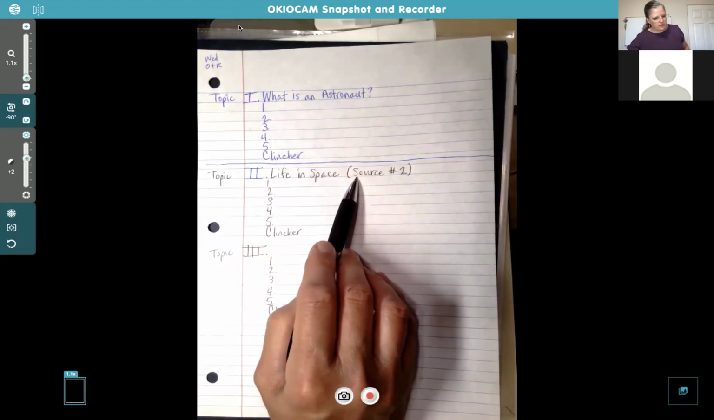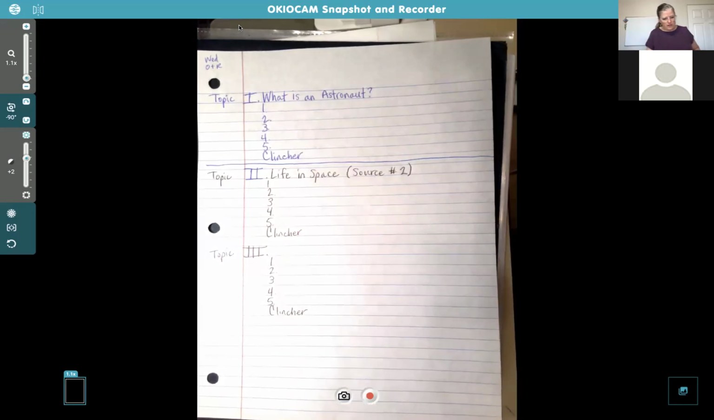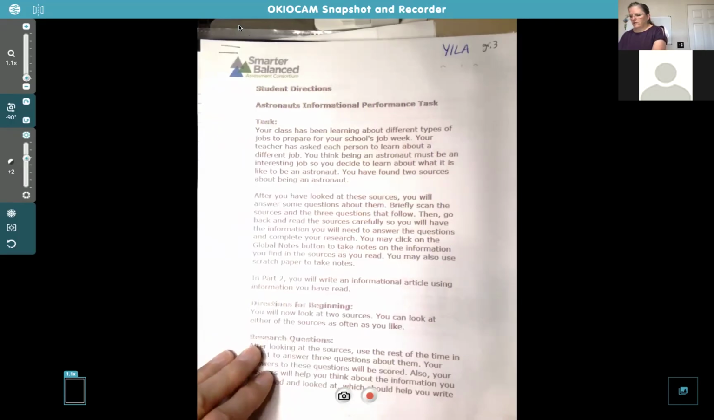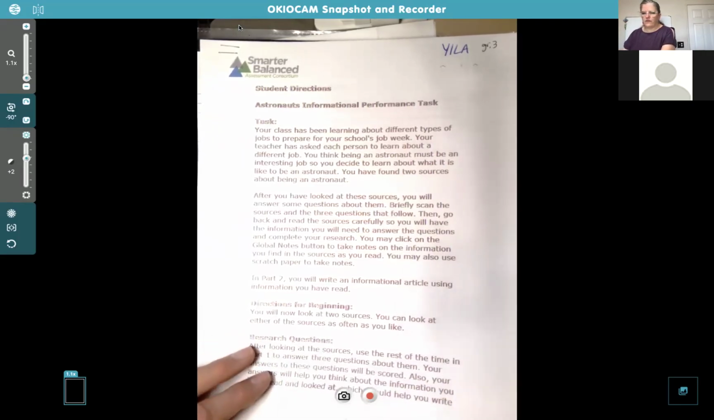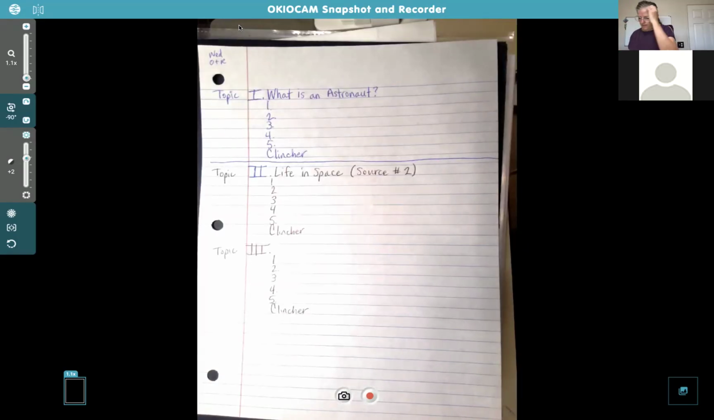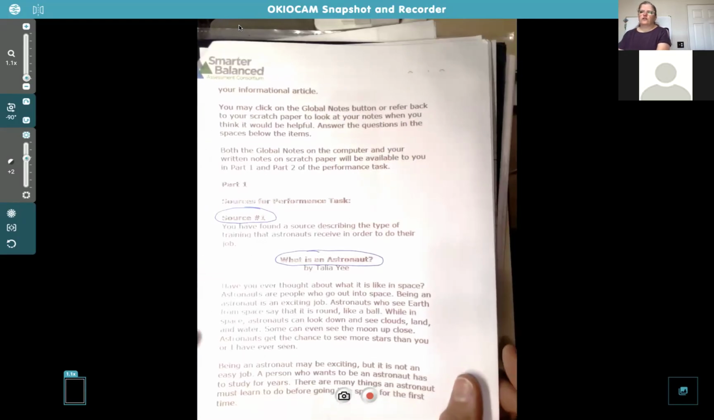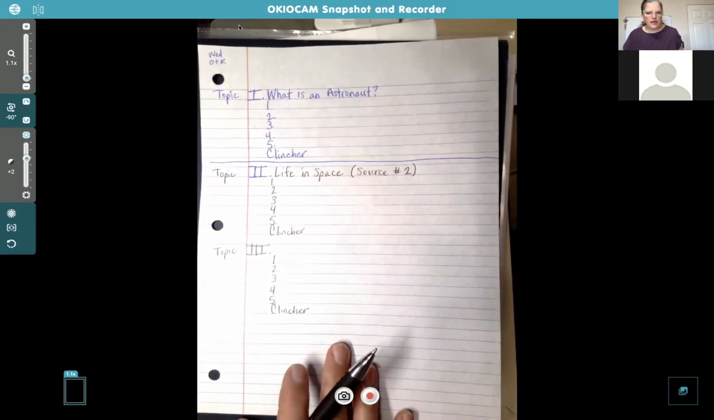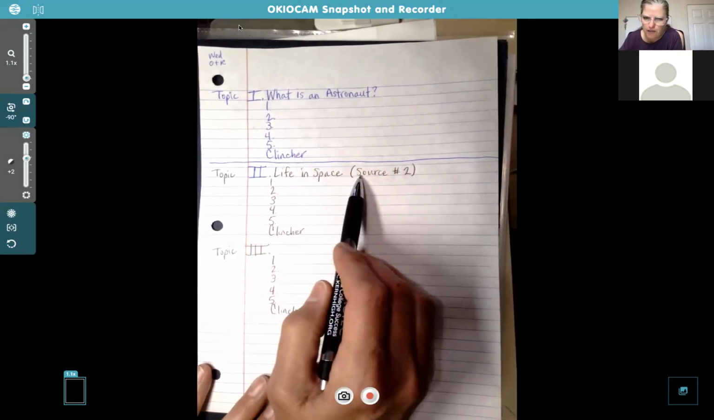Now, do you have the packet still that had the sources about being an astronaut? Do you still have that packet? It looks like this. Your mom should have printed it for you. Do you have it right now in front of you? No, it's inside of my car because I did it when I was going to my brother's soccer practice. Okay, you're going to need it, but if your mom needs to print you a new copy, she can. But the second source in that packet is called Life in Space, okay?